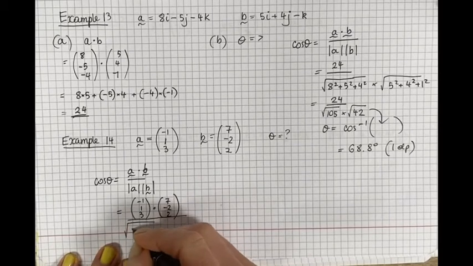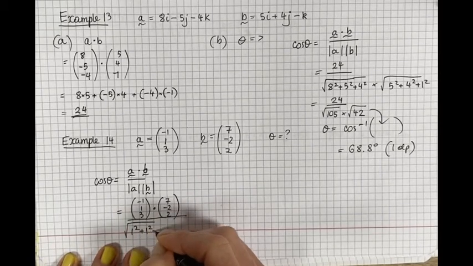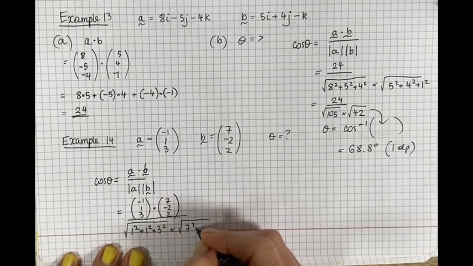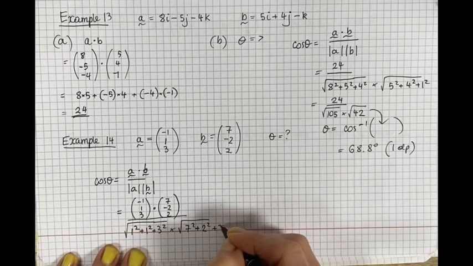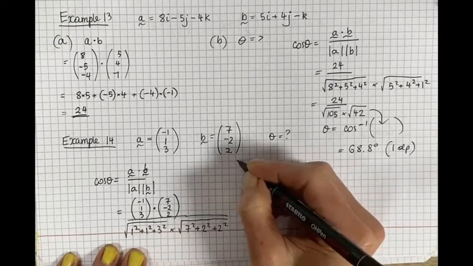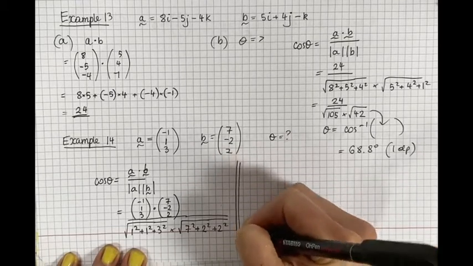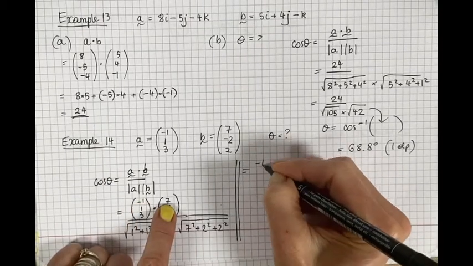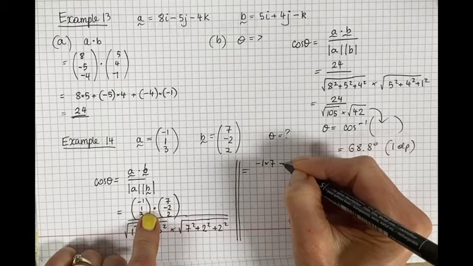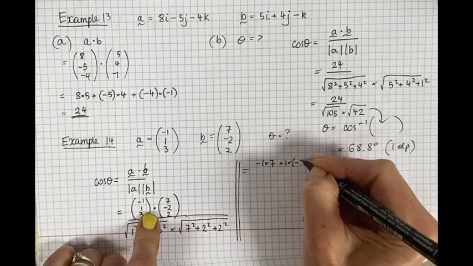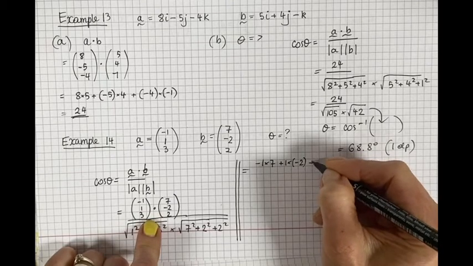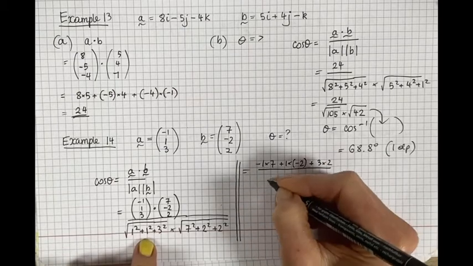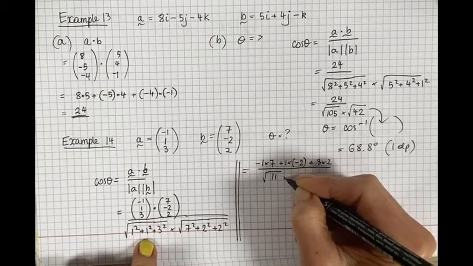And over here we're going to have 1 squared, add 1 squared, add 3 squared, multiplied by 7 squared, add 2 squared, add 2 squared. So minus 1 times 7. Always write this down though. You can do lots of those calculations in your head, but it's better to write it down. So 1 times minus 2, add 3 times 2, over, this here is going to be square root of 11.